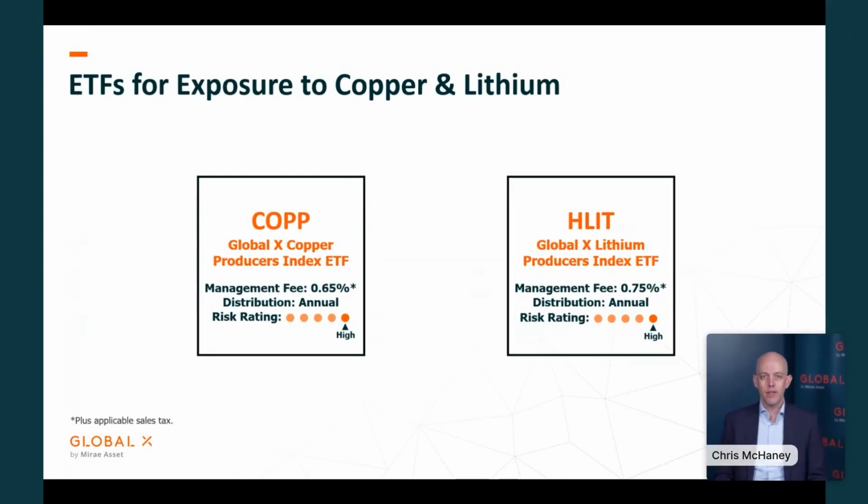So 2 different ETFs that we offer that can cover off this area of investment. COPP, of course, focuses on copper. 20 plus largest copper miners, again, globally. We use ADRs where we can here, and so it's a very efficient, very liquid ETF that focuses on the upper end of those copper producers, really the largest companies in the name. And then HLIT, for more pure lithium exposure, built in a similar way.